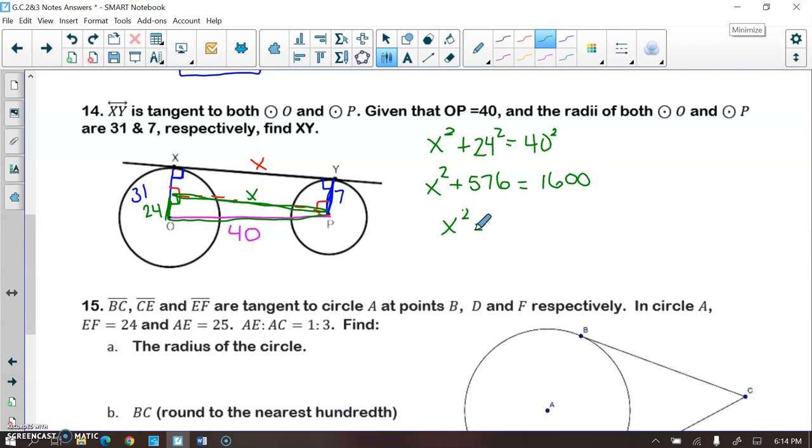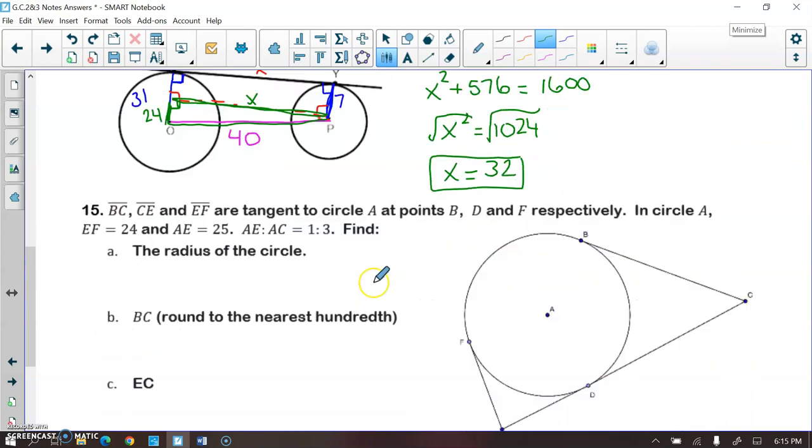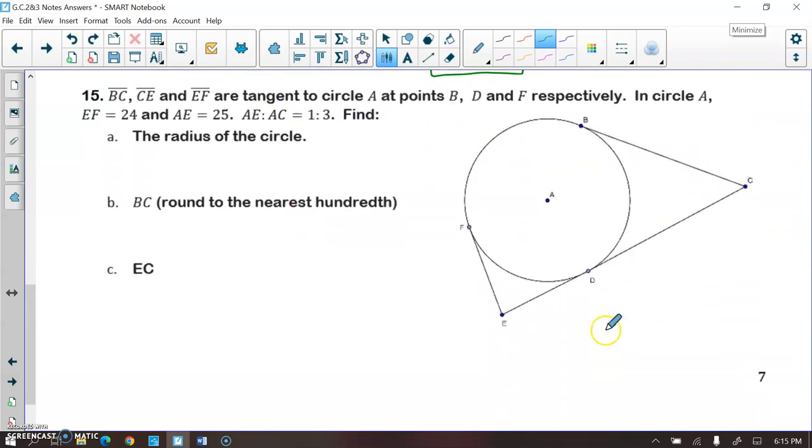Subtracting that 576 over, I wind up with x squared is equal to 1024. And taking the square root of both sides, 1024 is a perfect square. x comes out to be 32, which is the length of XY, and that's what I was trying to find. Okay, moving on to the next problem.